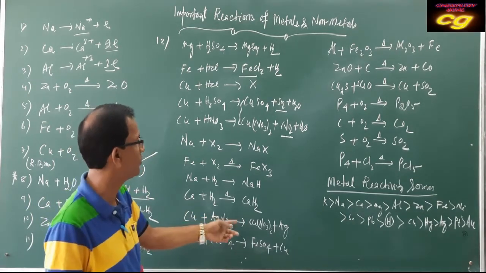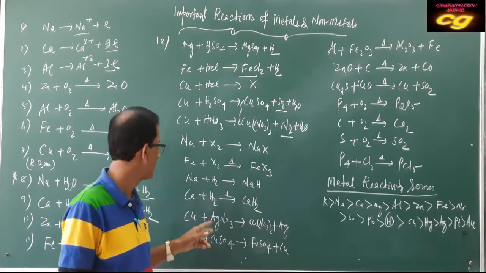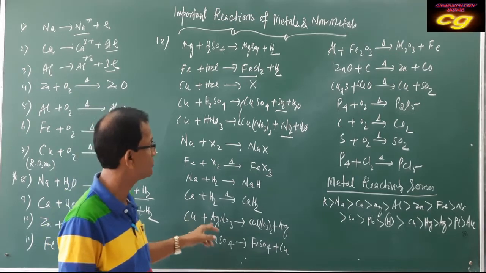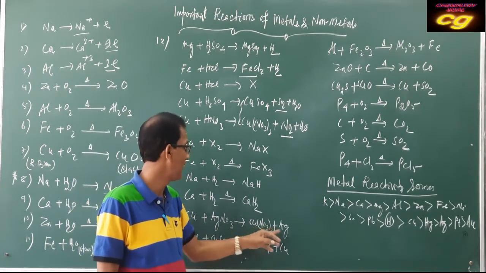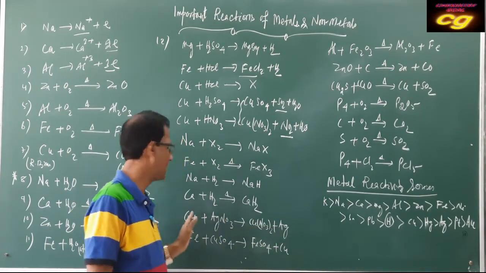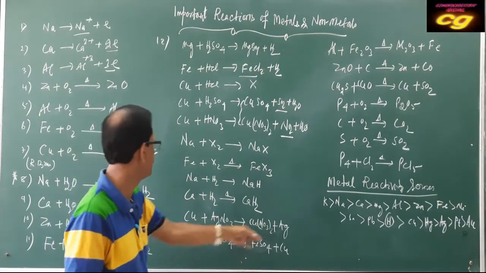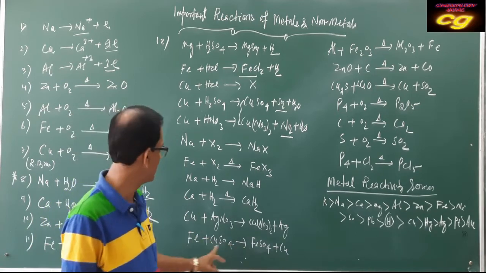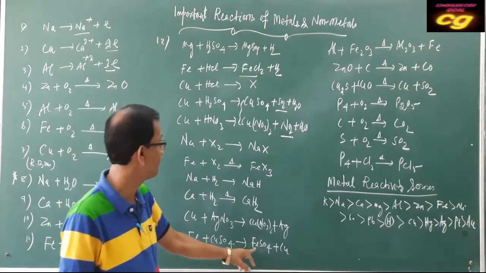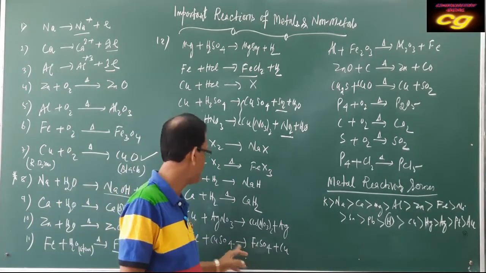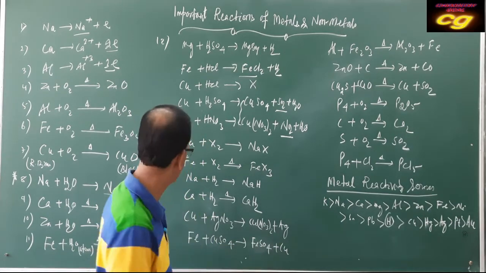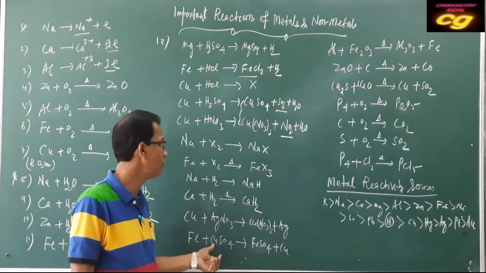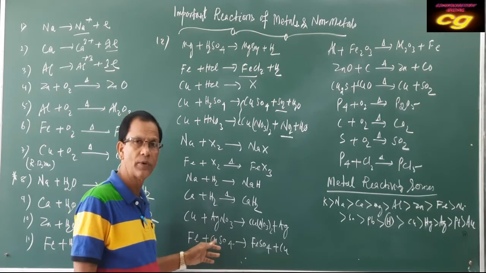Copper with HNO3 produces copper nitrate. Here the reddish brown color changes to green and it becomes black. Copper color changes to black. Iron is grey black. Iron with copper sulfate: similarly the blue color solution changes to green and the metal changes to reddish brown. Here iron displaces copper from copper sulfate.